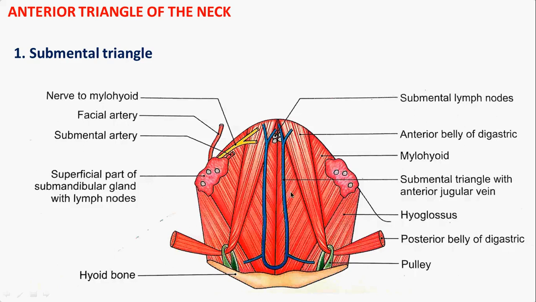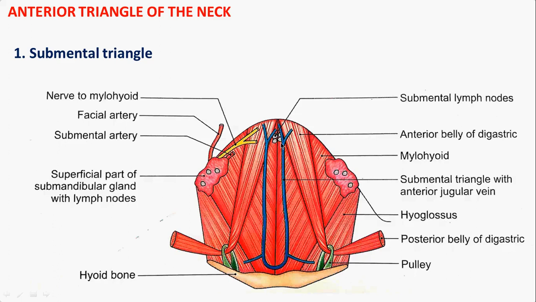So here you can see in the floor, after the skin, superficial fascia, deep fascia that we have discussed. So in this submental triangle, this is the muscle. That muscle is the mylohyoid muscle. So content, these are the submental lymph nodes. This is the anterior jugular vein, you can see, and submental vein that joins the anterior jugular vein. So these are the contents of the submental triangle.